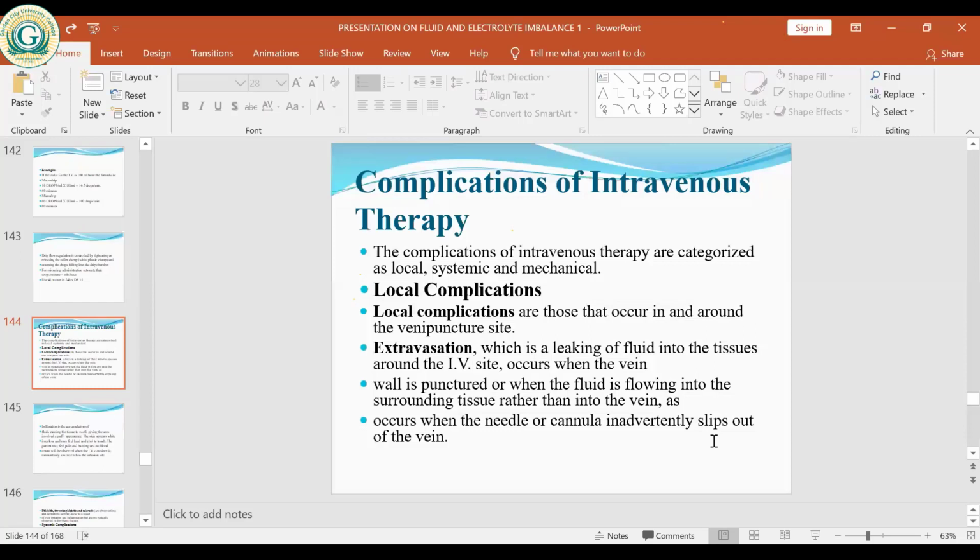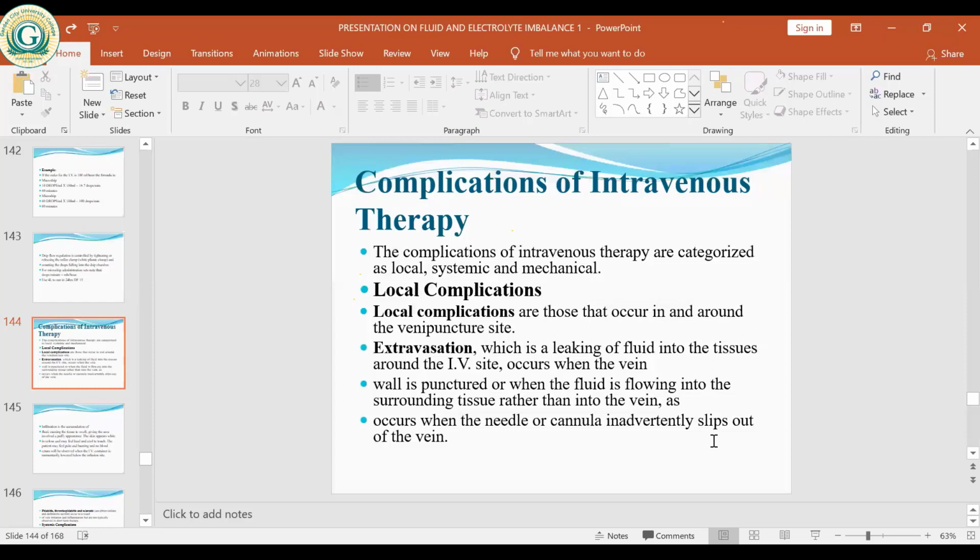Local complications are those that occur in and around the venipuncture site. So when you insert a cannula and any complication occurs around the venipuncture site, we are talking about local complications. Some of the local complications are, one, extravasation.